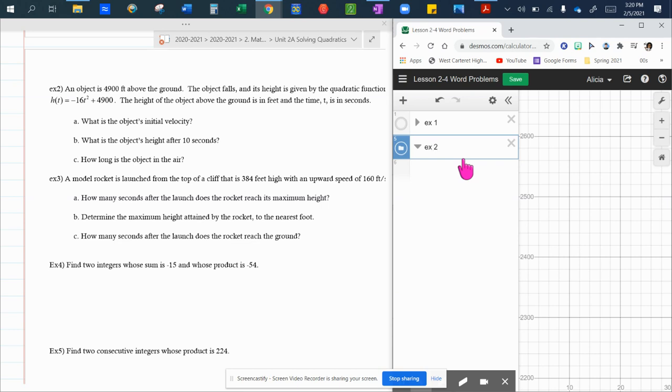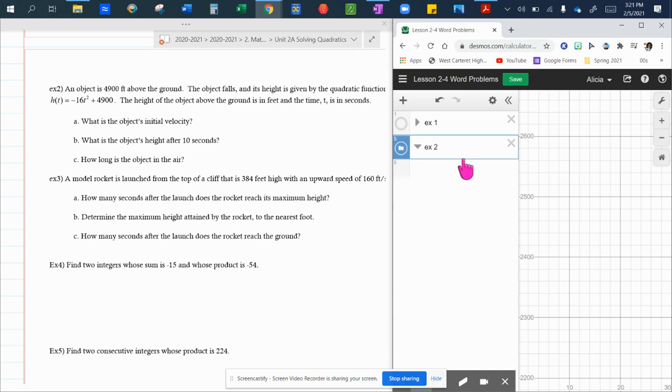An object is 4,900 feet above the ground. The object falls and its height is given by the quadratic function h of t equals negative 16t squared plus 4,900. The height of the object above the ground is in feet and the time t is in seconds. What is the object's initial velocity?